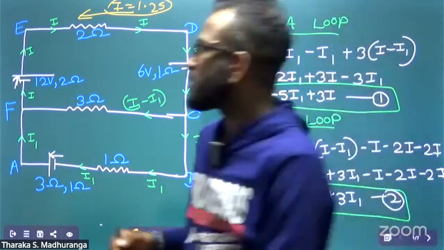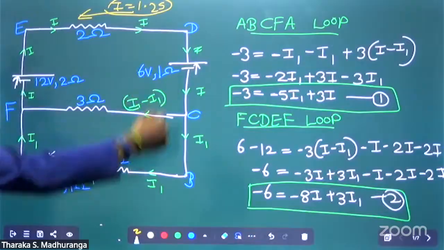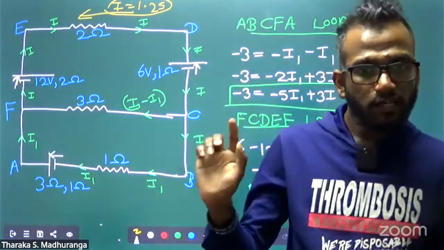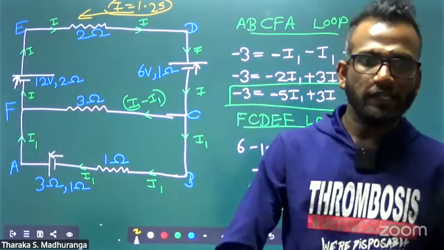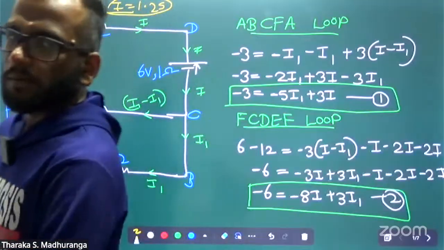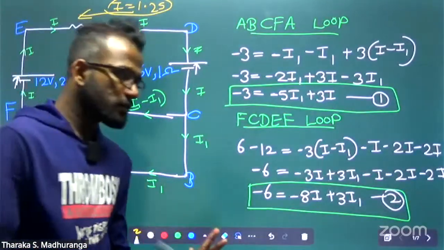In that path, this I is coming out negative. The current doesn't flow in the direction you marked for I, it goes in the opposite direction. That's what it means. But in the exam it's okay. You have marks.